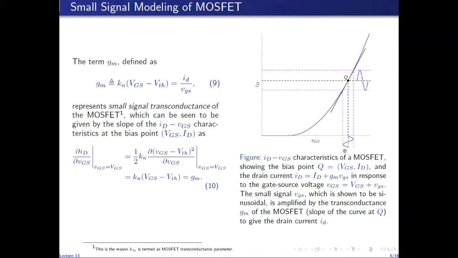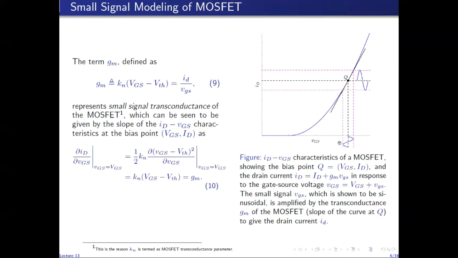So the response to this VGS is ID, which follows this portion of the curve, which is very well approximated by the straight line, which is tangent to the curve at point Q, and hence we get a linear output. So an output which is just a scaled version of the input. Such an output is a linear function of the input. The input is just stretched and amplified and appears as the output. So this is the graphical explanation for the small signal approximation of the MOSFETs.